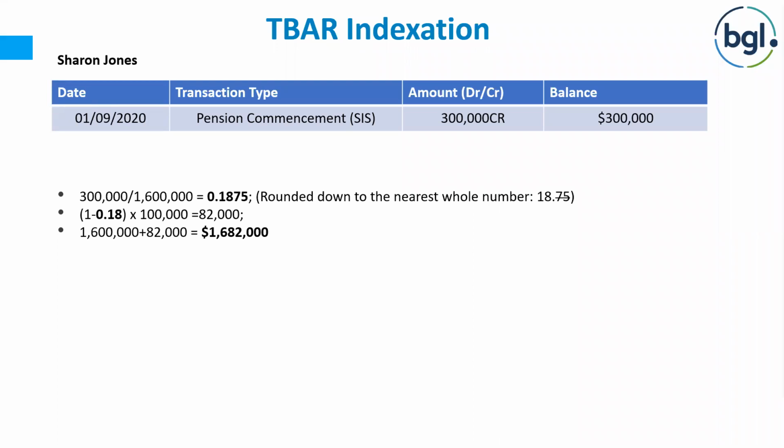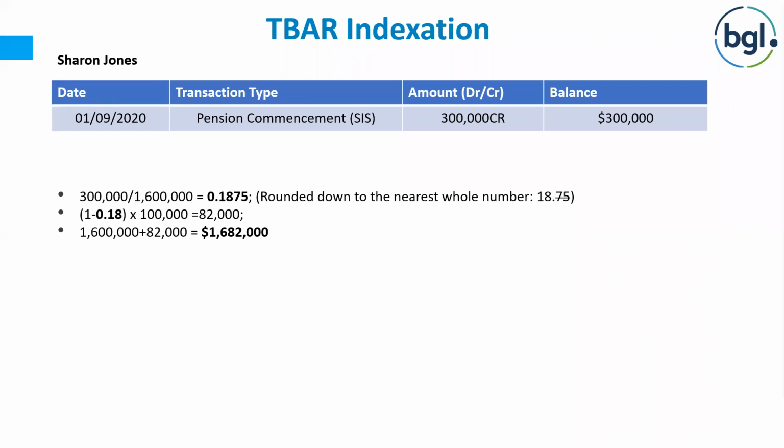So as you can understand, this whole new indexation brings about a concept of a personal cap, because not everyone has access to the 1.7. It would be dependent upon the highest pension balance they had prior to 1 July 2021. Hopefully all that made sense so far.